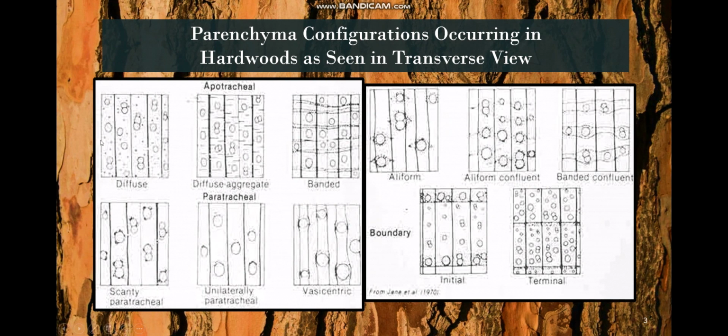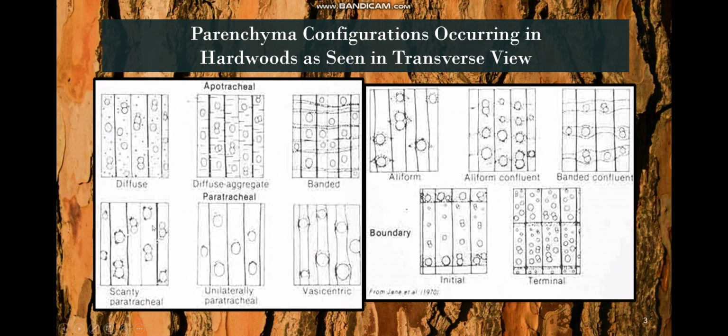So what we have here are the parenchyma configurations occurring in hardwoods as seen in transverse view. Above here is what we call the apotracheal. This one here is what we call the diffuse, the diffuse aggregate, and the banded.